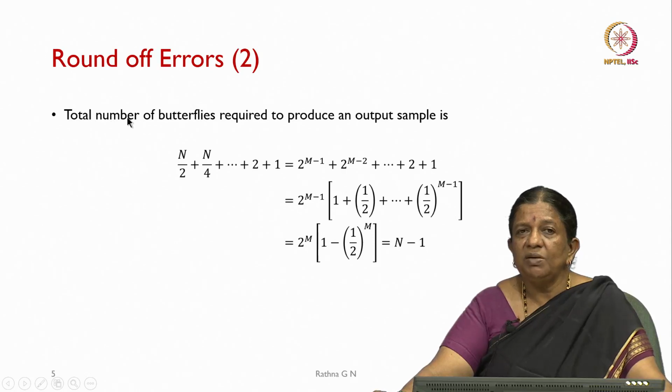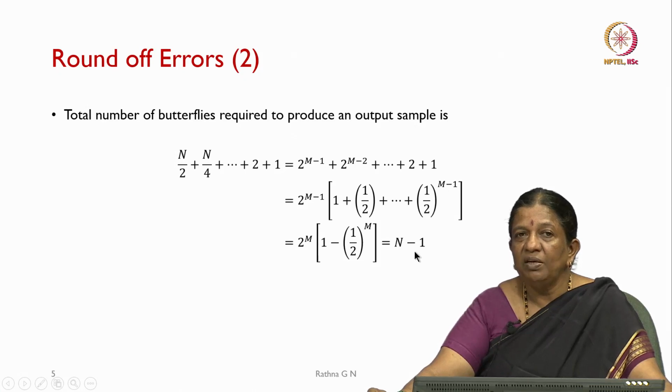The total number of butterflies required to produce an output sample is n by 2 plus n by 4, and so on, plus 2 plus 1. When you take the series expansion, it is nothing but 2 to the power of m minus 1, 2 to the power of m minus 2, and so on, plus 2 plus 1. When you substitute it, it becomes equivalent to n minus 1 butterflies required, which was approximated as n.